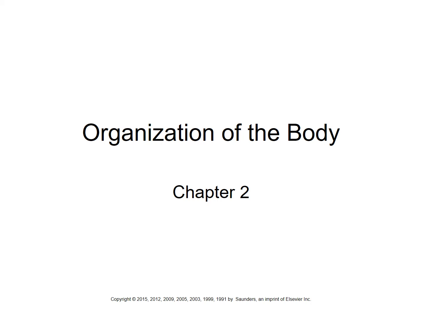Hello everyone, today we are going to cover our next chapter in our medical terminology textbook, Organization of the Body. This is going to be a very important chapter for us as radiographers since we use the various planes in positioning. We use the terminology when we're writing on requisitions as to locations of pain and things of that sort. So let's go ahead and begin.